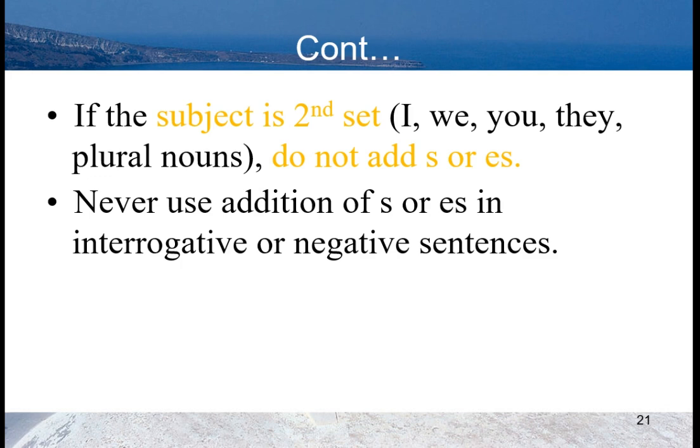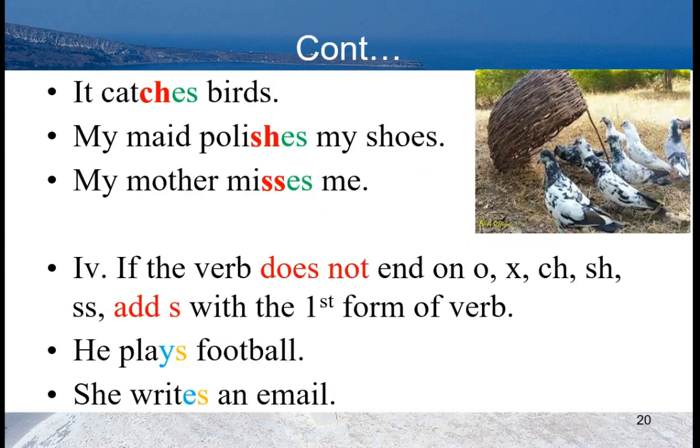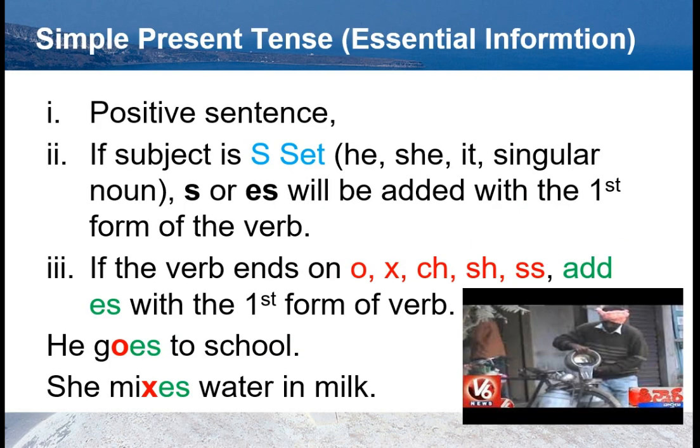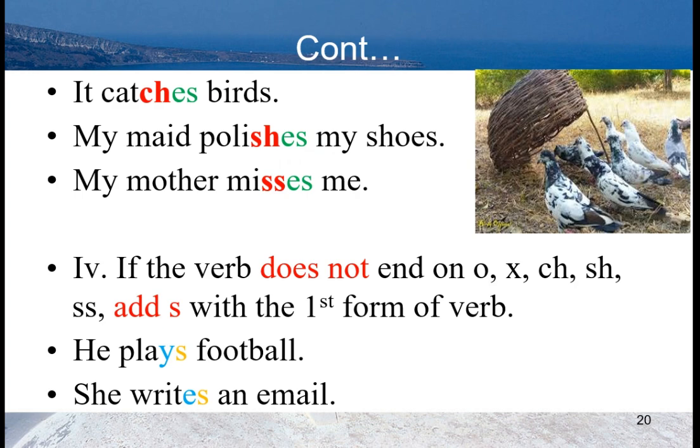If the subject is from the second set, I, we, you, they, plural nouns, do not add s or es. Never use addition of s or es in interrogative or negative sentences. So we are warning that if the subject is from the second set, do not add s or es. If it's a negative, interrogative, or negative interrogative sentence, do not add s or es. S or es is only the discussion of positive sentences.